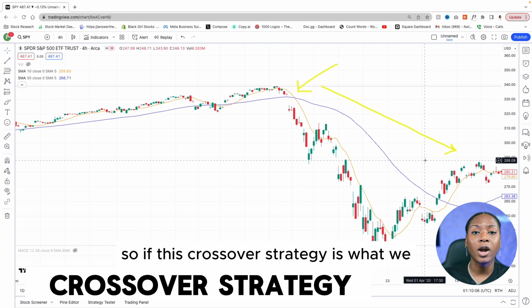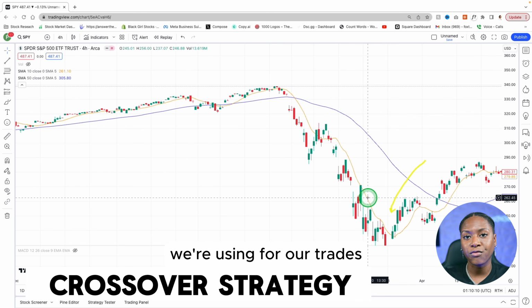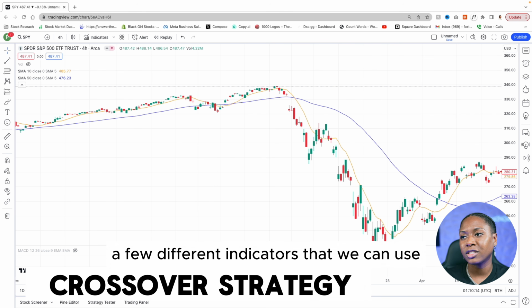Okay, so if this crossover strategy is what we were using for our trades, a few different indicators that we can use.